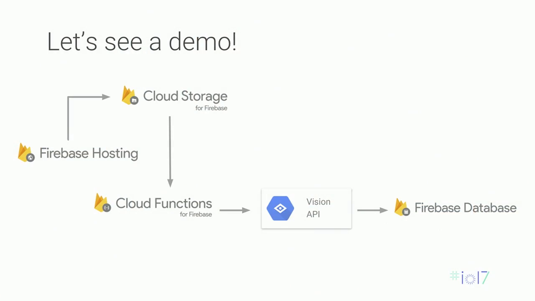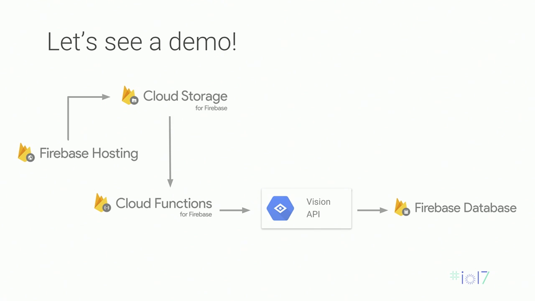Now, I wanted to show you a demo of the Vision API. And because we're at Google I/O, I wanted to incorporate Firebase into my demo. So what I've got here is a web app that's hosted on Firebase hosting. And it lets users upload images. The images are stored in cloud storage for Firebase. And then I'm using the Firebase SDK for cloud functions.